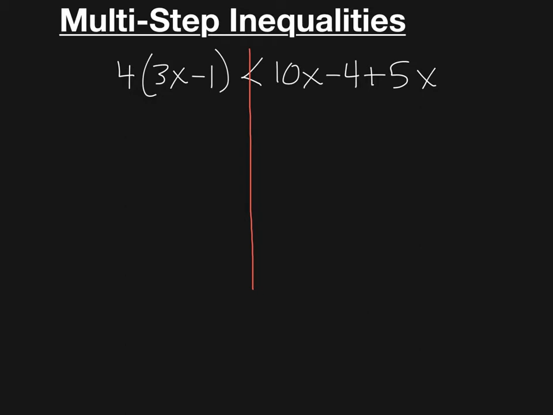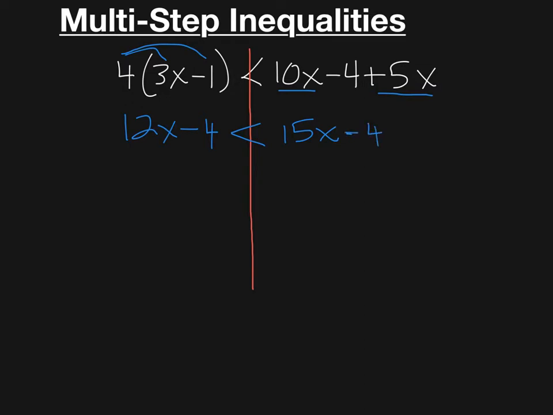On my left side here, I'm going to have to distribute. I have 4 times 3x, that's going to give me 12x. And I have 4 times negative 1, that's going to give me negative 4. Now I haven't done anything to both sides yet, so nothing's going to happen with our inequality. And on the right side, we are going to have to combine some like terms, because I see we have a 10x and a positive 5x. So 10x plus 5x, that's 15x minus 4.